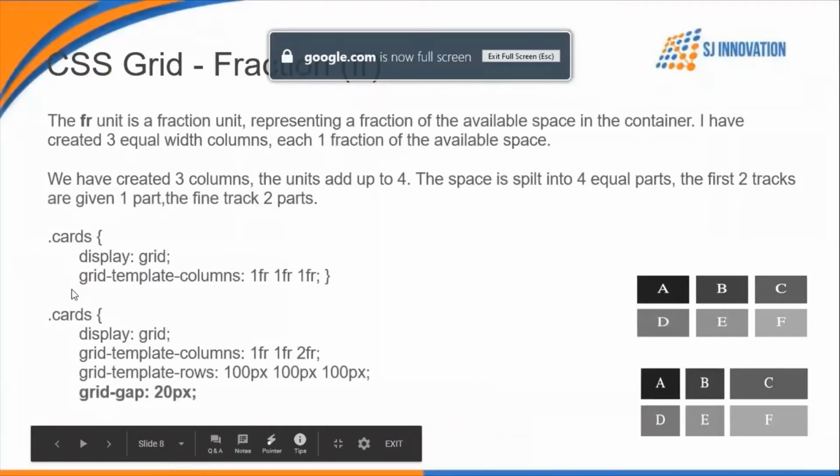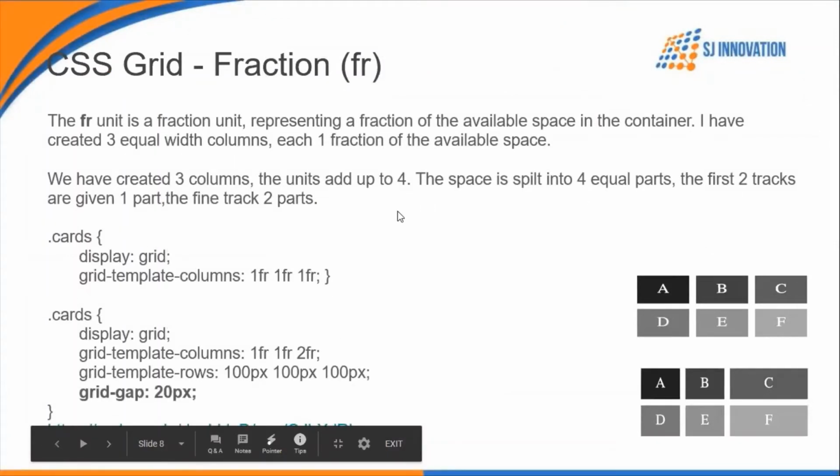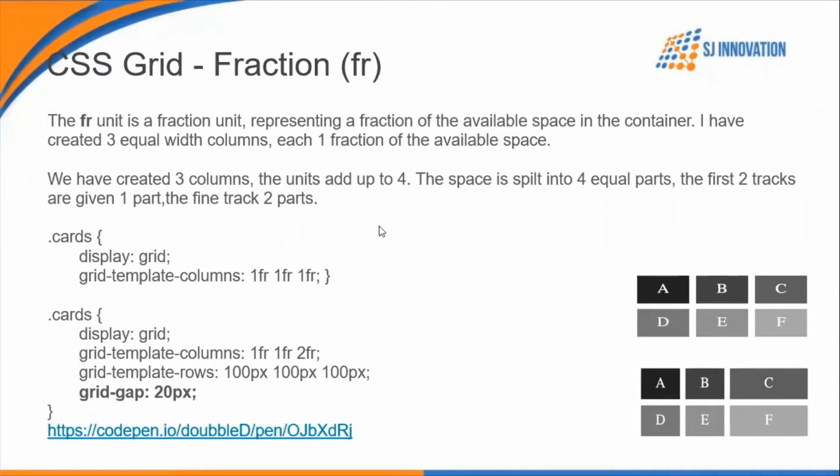Okay, so after that, CSS Grid fraction, I think. Yeah, fraction is basically a space and available space. Actually, it's a little bit confusing term, fraction. So it's the available space. If you are unable to remember it, just make it a part of an available space.